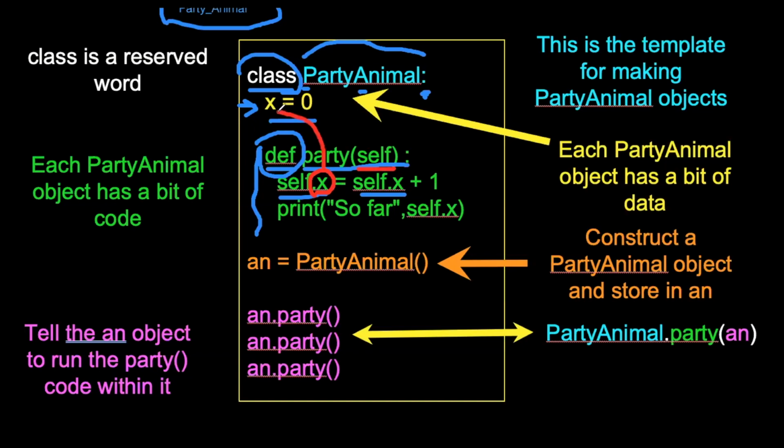So x is actually this x right here. What is happening is that self.x equals self.x plus 1. What does that mean? Well, x is incremented by 1. So if you call party on this party animal, x is going to be 1. It's not going to be 0 anymore. And then you can print so far, and print takes two arguments here: so far, concatenated with self.x. So far 1, right?